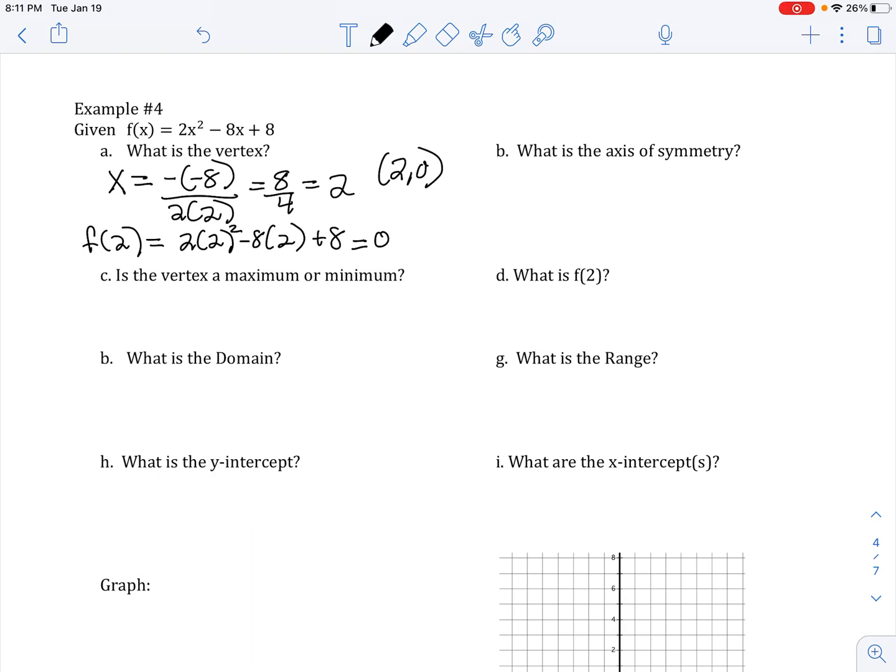All right, axis of symmetry. I'm going to go ahead and pause and let you write that equation in the Edpuzzle box. Okay, did you get the line x equals 2? And I'm reminding you, the axis of symmetry is not the number 2. It is the equation x equals 2.